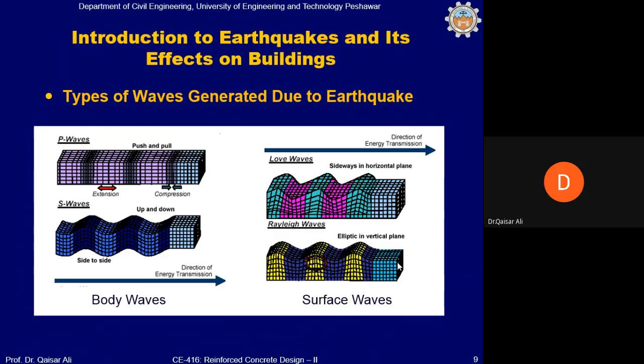There are two types of waves, basically body waves and surface waves, and each of them can be further subdivided into two types. P wave is a type of body wave, which is called a push and pull wave, compressional dilation wave, and S wave is a side to side or shear wave. Surface waves are also classified into two types, Love waves and Rayleigh waves. Their movement is slightly different, and they mostly travel on the surface of the earth.